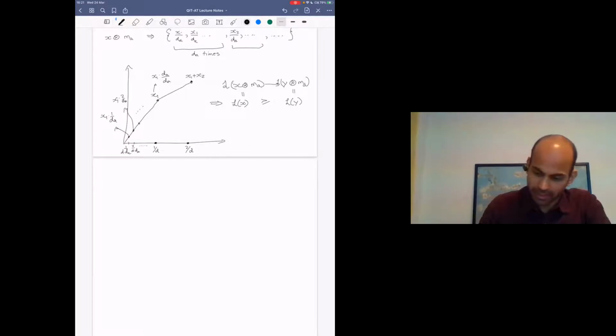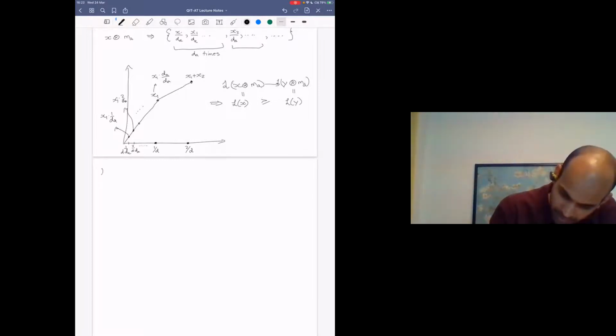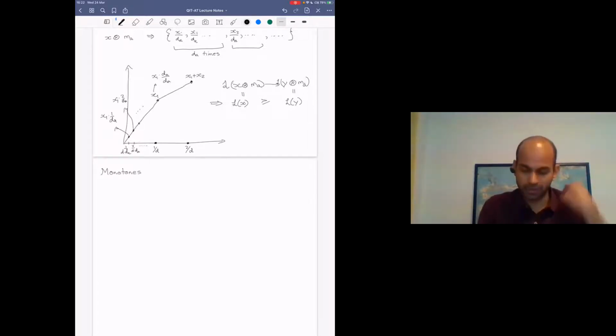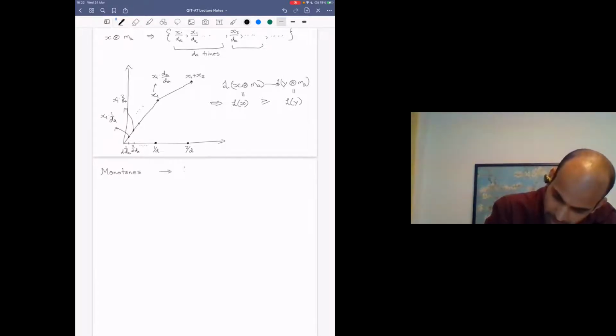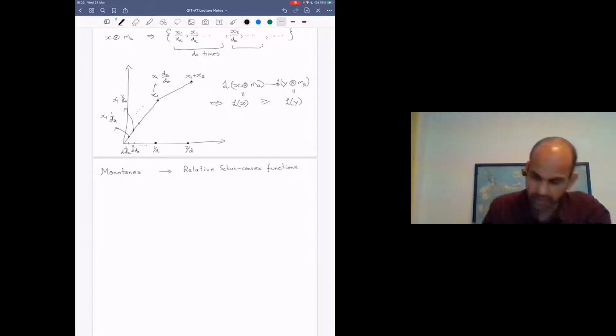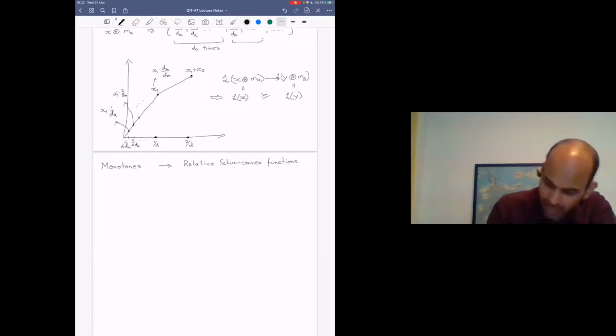Okay, so the next thing we wanted to do is monotones. And what we're going to generalize monotones to is relative Schur-convex functions. I might have gotten this nomenclature slightly wrong, but anyway, the meaning will become clear. So what is a relative Schur-convex function? Before we go there, we need to have a bit of a diversion.